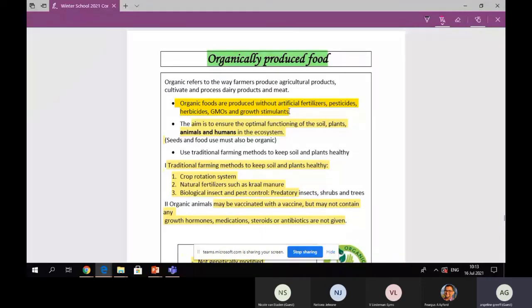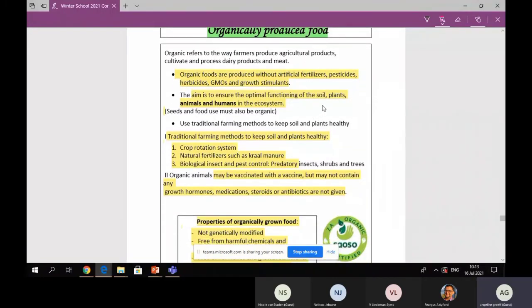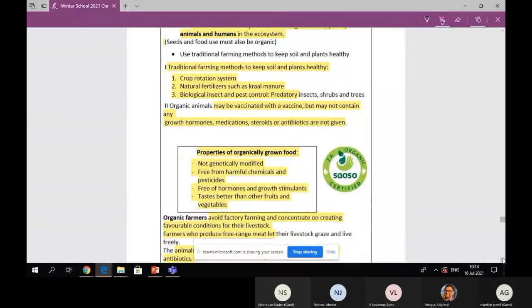So this is basically, if we have a look at genetically modified foods, we know that there's altering taking place, but here the fruit and vegetables, or the crops, are allowed to grow as naturally as they possibly can, right? And so you'll see here, the aim is to ensure optimal functioning of the soil, plants, animals, and humans, right? So yeah, you need to know what organically produced food is, right? There you can see some of the traditional farming methods that they use to keep the soil and plants healthy.